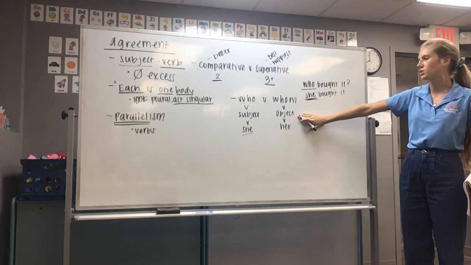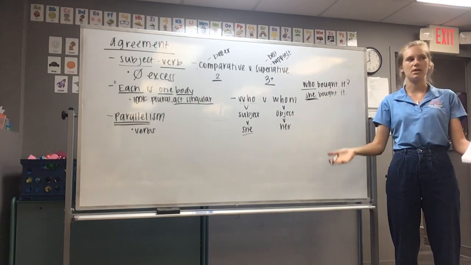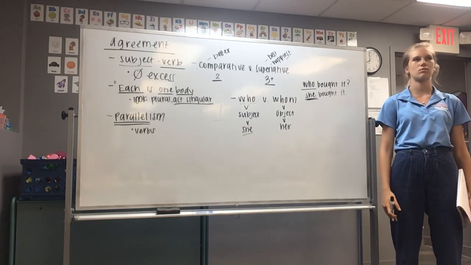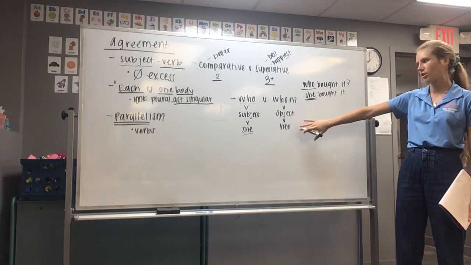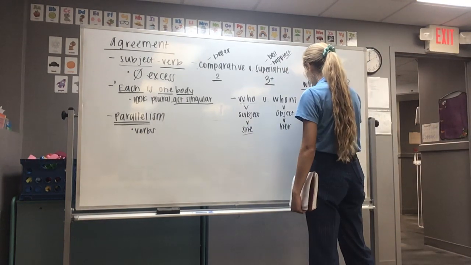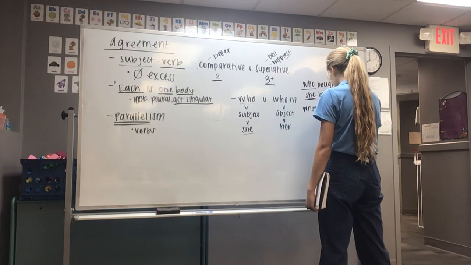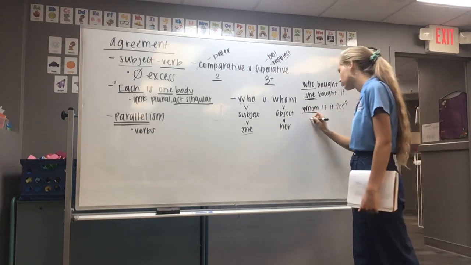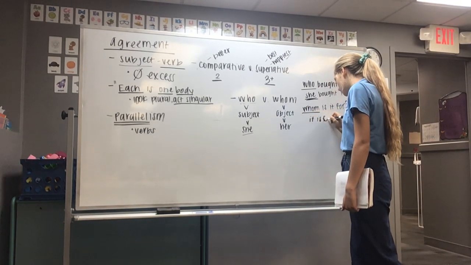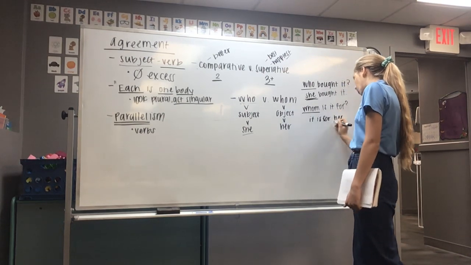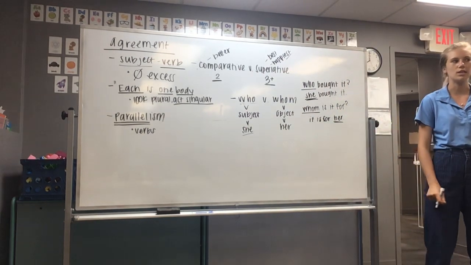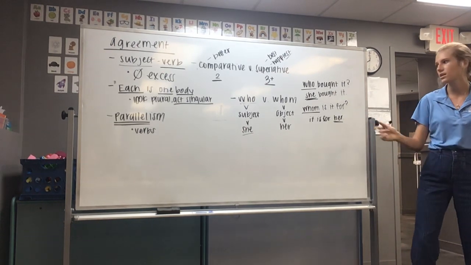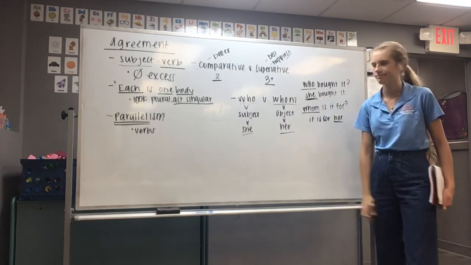On the flip side, whom is gonna be the object. So it's like something is being done to someone. They're a recipient of the action. They're not doing anything, they're just there in the sentence. And again, you're gonna replace that with her. So that might be like, whom is it for? It is for her, right? Because if we said it is for she, that sounds really weird and it's not correct. But if we say it is for her, that's correct. So since it's her, we know it's whom.